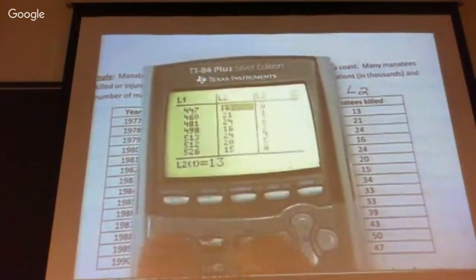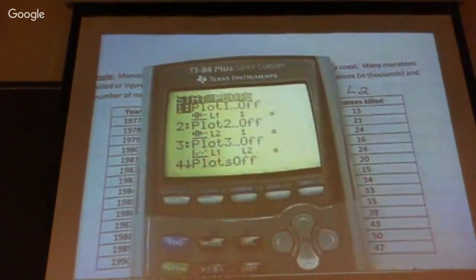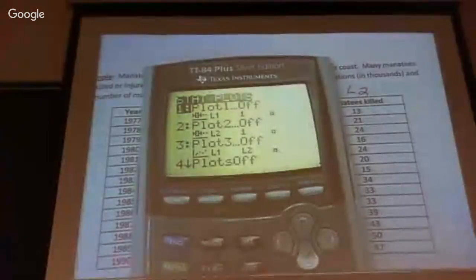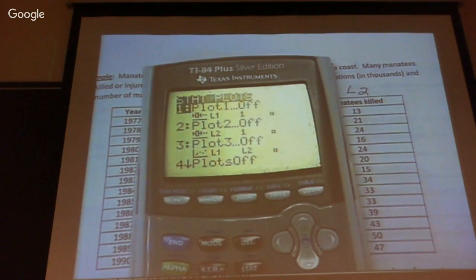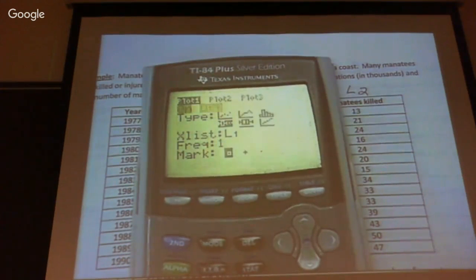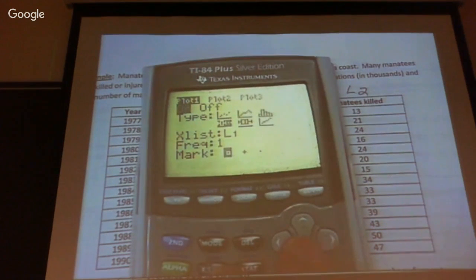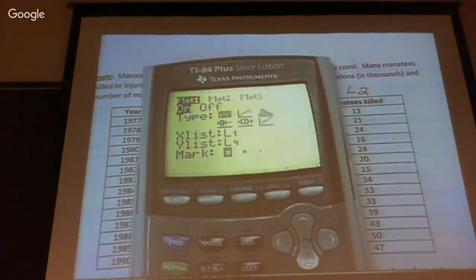Okay. Now, step 2. Just like with all the pictures, just like a histogram. We go to second y equals. Notice you have plot 1, plot 2, plot 3. We're only doing one picture. So we push 1 for plot 1. Turn plot 1 on. And scatter plot is the very first picture. Okay? Notice I'm going a little faster because we know how to turn it on. We've done histograms before. We should be getting comfortable with the calculator.